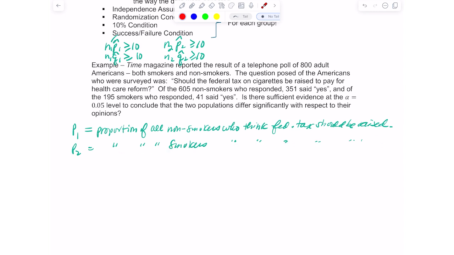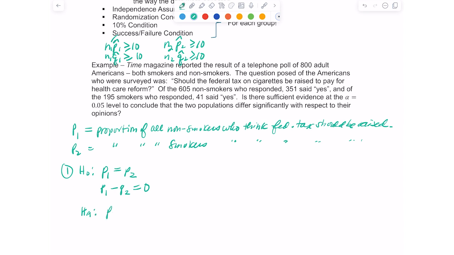And when we're doing our hypotheses, we want to keep in mind that the null in this case would say that P1 equals P2, that there is no difference between the proportion of smokers in both groups who think the tax should be raised. Another way you can write that is just P1 minus P2 equals 0. Okay, but the choice is yours, so whichever way makes more sense to you, but you do want to be familiar with both ways. The alternative in this case is going to be P1 does not equal P2.